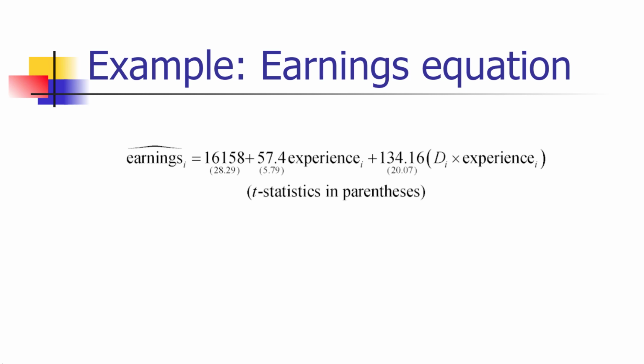And here I have included the t-statistics, and we find that that t-statistic of 20.07 is going to be highly significant. So this is telling us that there's a significant difference in the slope of the earnings equation between males and females in that sample.